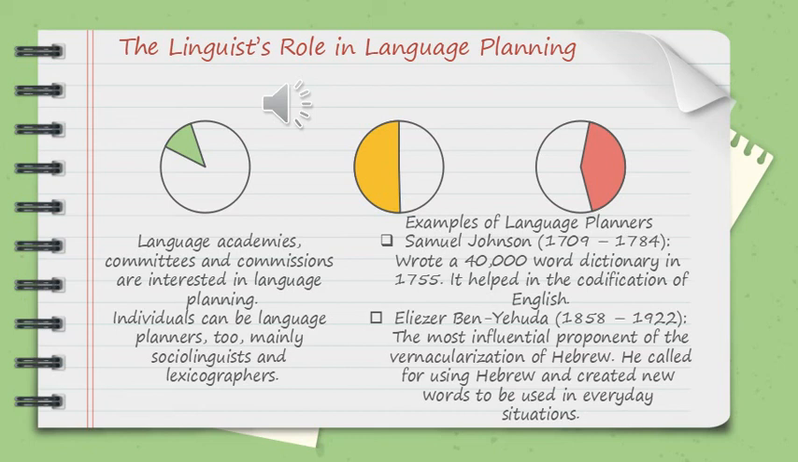40,000-word dictionary was a landmark in the codification of English. As example 7 demonstrates, he had few illusions about the lexicographer's role. And in Israel, Eliezer ben Yehuda was the most influential proponent of the vernacularization of Hebrew, and there are other examples. Moreover, these days, the nuts and bolts of language planning are handled by committees, commissions, or academies.